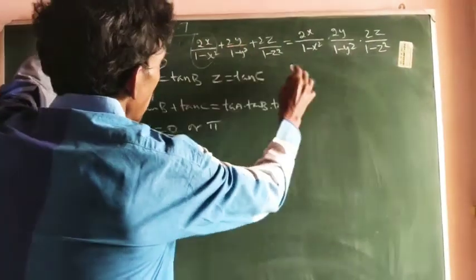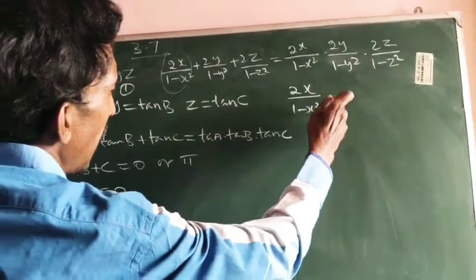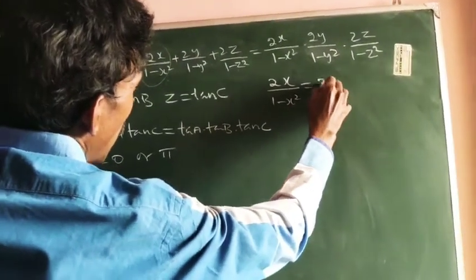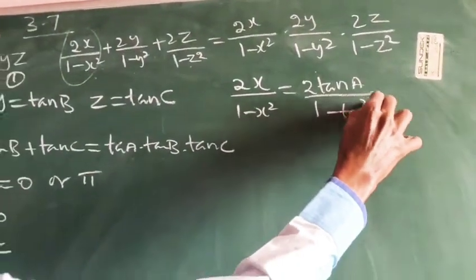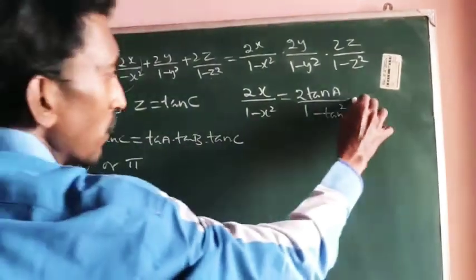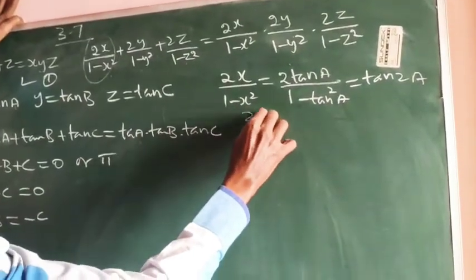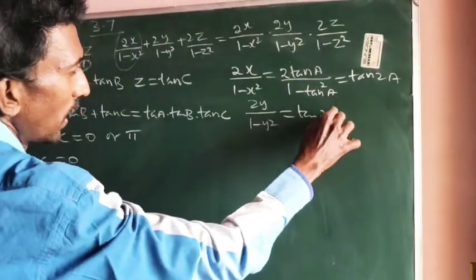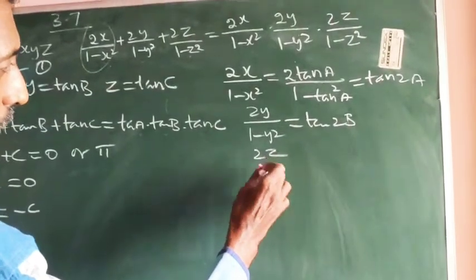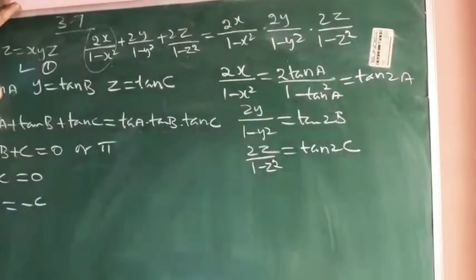So if we put x equal to tan A, it becomes, I already told you, 2 tan A by 1 minus tan square A. So it becomes tan 2A. Okay. Similarly, 2y by 1 minus y square becomes tan 2B, and 2z by 1 minus z square becomes tan 2C.